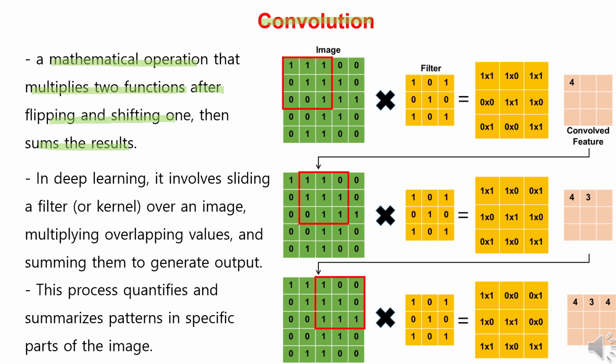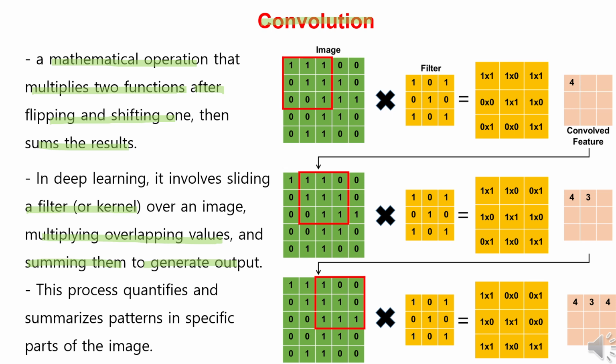You start with a small matrix called a filter. You place this filter on top of the original image, and for the part where the filter overlaps with the image, you multiply each corresponding pixel value with the filter value. Then, you add up all those results. The final sum becomes the value of one pixel in a new image.